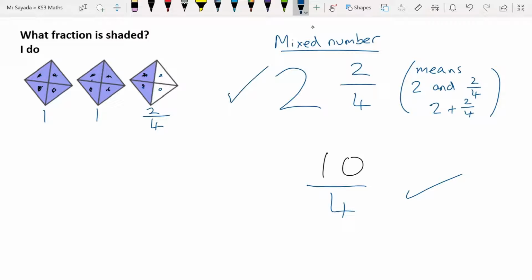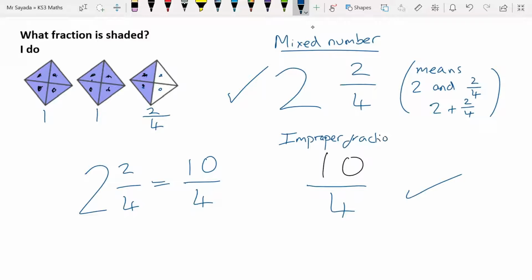Both of those are actually identical. 2 and 2 quarters means exactly the same as 10 over 4. They are the same thing. But whereas we call 2 and 2 quarters a mixed number, this thing here, 10 over 4, we call an improper fraction. And that means that the number on the top is bigger than the number on the bottom.